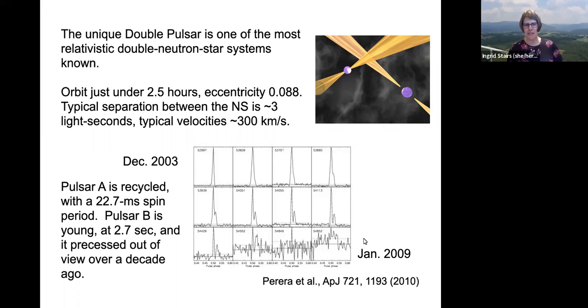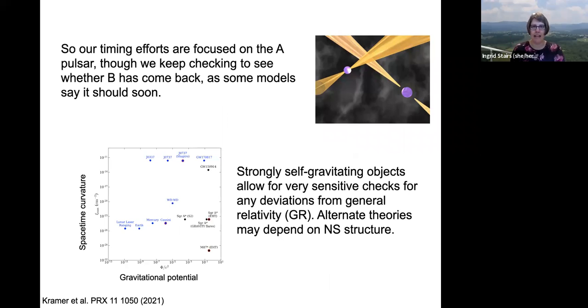So that's about all I'm going to say about B, except that the timing that we have been able to do on it in the past helps us get the mass ratio between the two objects, just from the teeter-totter balance principle. So we're really focusing on pulsar A at this point. So why do we care so much about doing this? Why do we really want to do tests of general relativity or other theories of gravity with this? Well, it's because pulsars test a rather unique regime here.